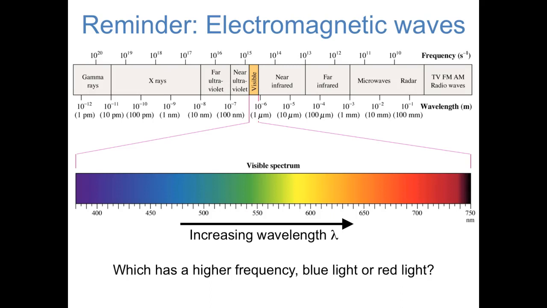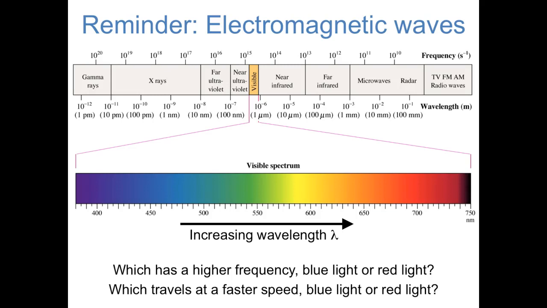Hopefully you decided that blue light has a higher frequency. You can see from the picture on the bottom that red light has a longer wavelength. The red end of the spectrum is associated with longer wavelengths than the blue end of the spectrum. And because wavelength and frequency are inversely proportional to each other, blue light, which has the shorter wavelength, is going to have the higher frequency.